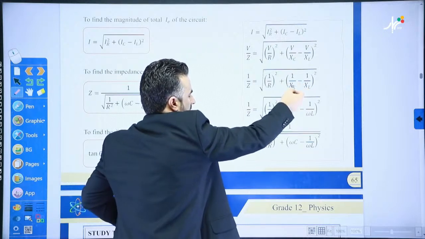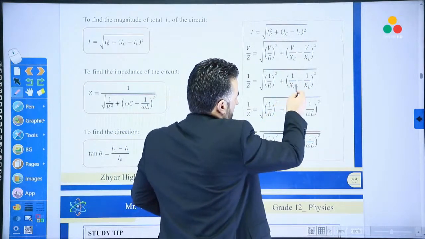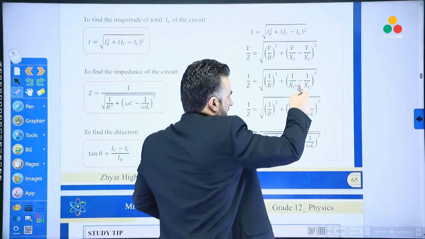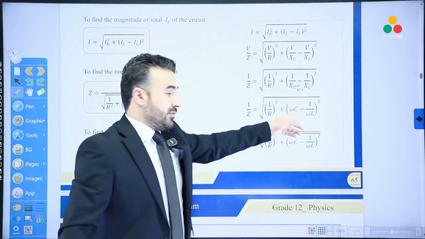This is 1 over omega XC, and then XL, then of course XC is equal to 1 over omega C, yeah? But then of course 1 over this, this one goes up. This is what you get as a result.